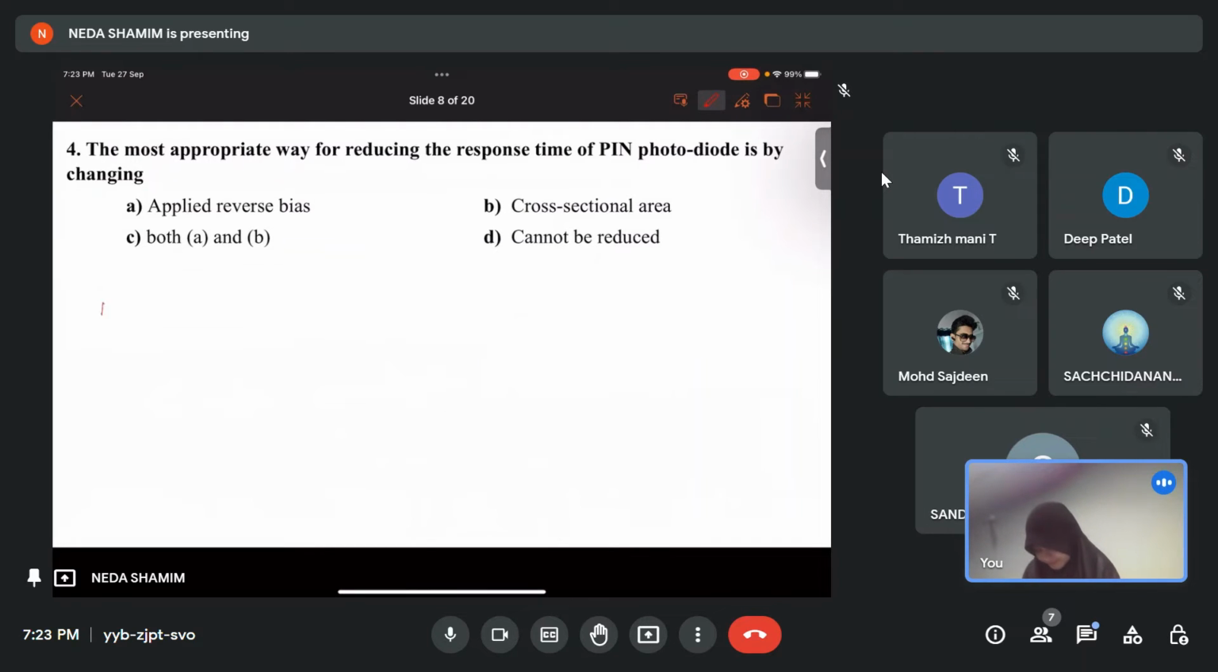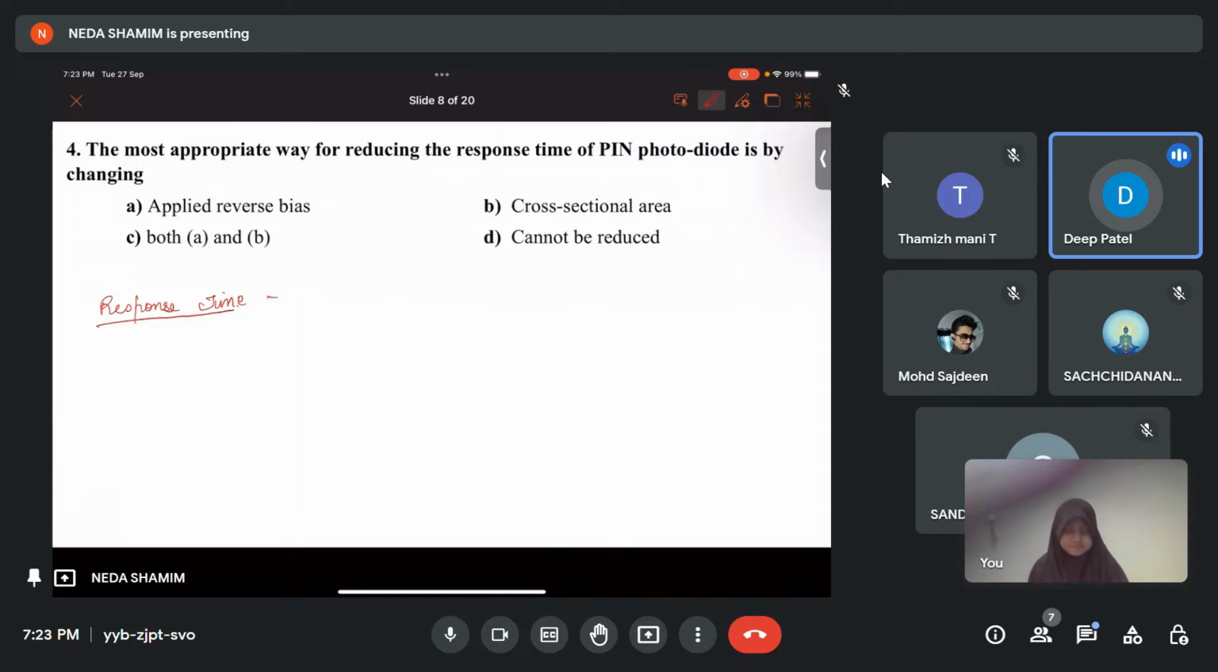What is response time? Please answer. Deep Patel, can you please answer? What is response time? The time taken by carriers to generate the current. Yes, sir.